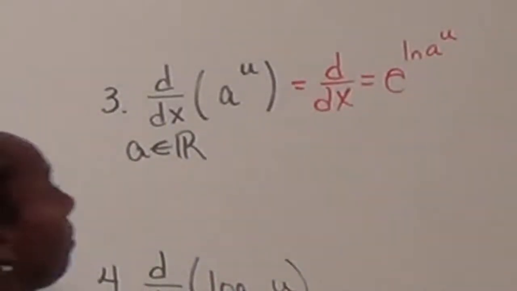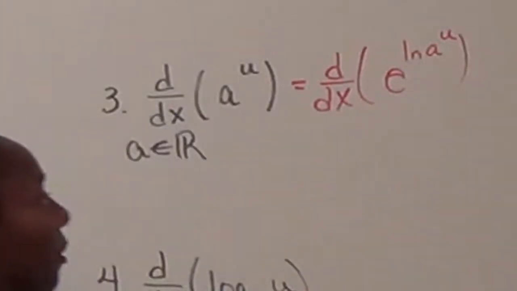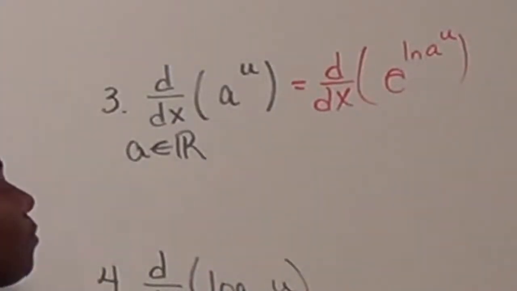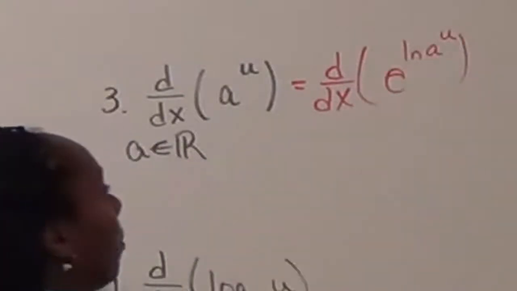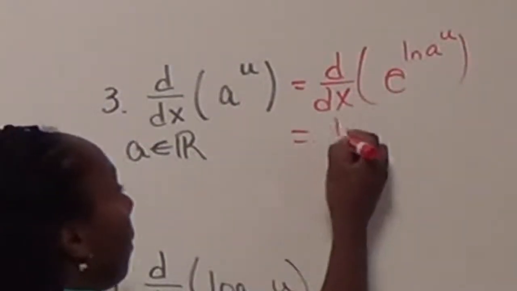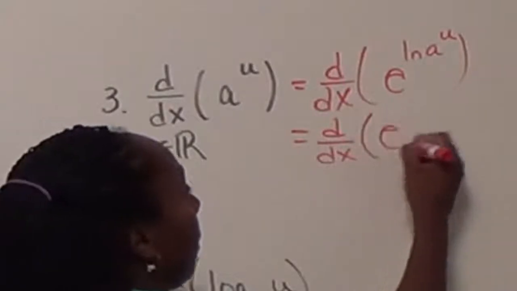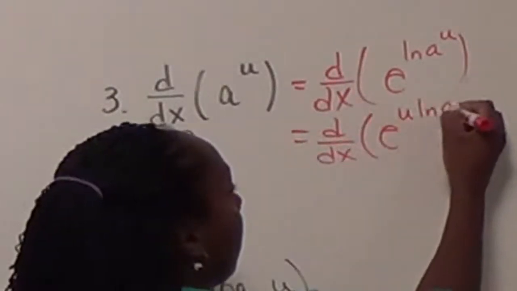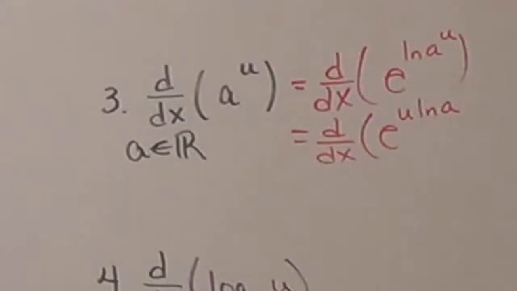Okay? Which, I don't mean equals there, I do mean parentheses. So if you notice, e to the natural log, those cancel out, so that's still essentially a to the u. But I'm rewriting it this way because now I can use some other properties to simplify this. In particular, the u can come down front.